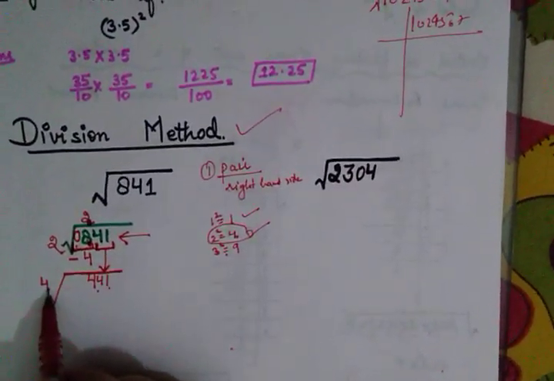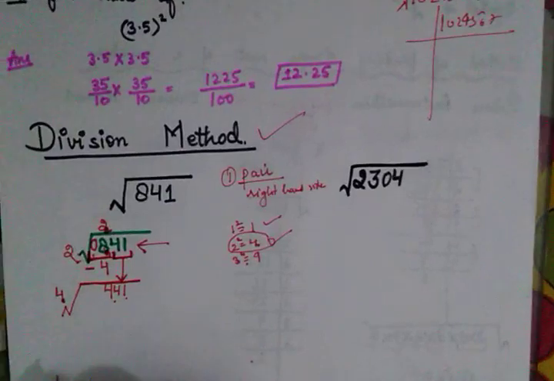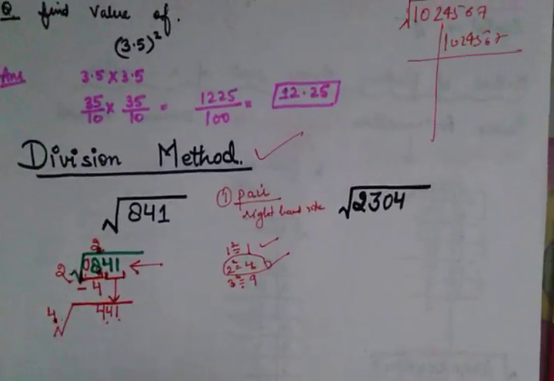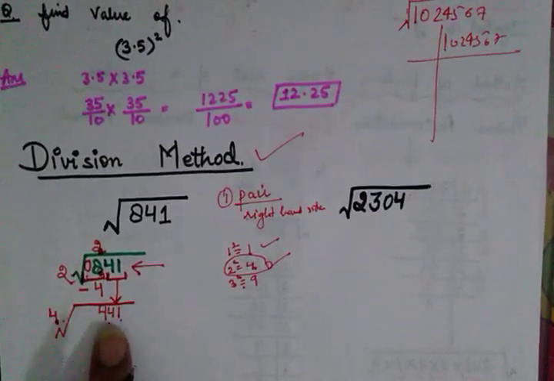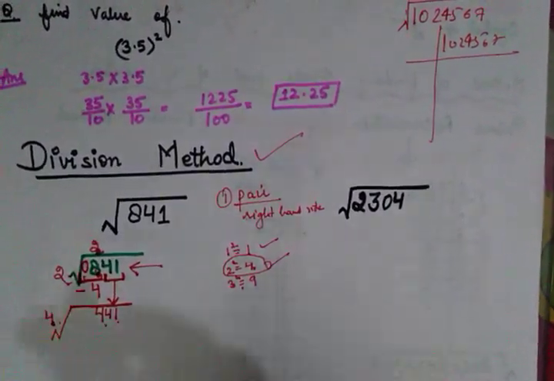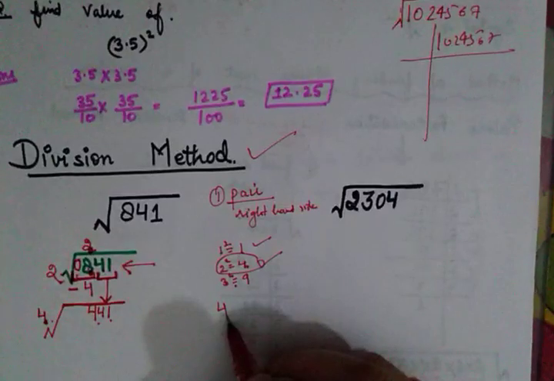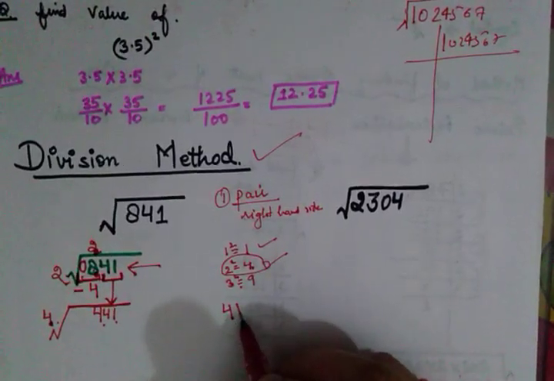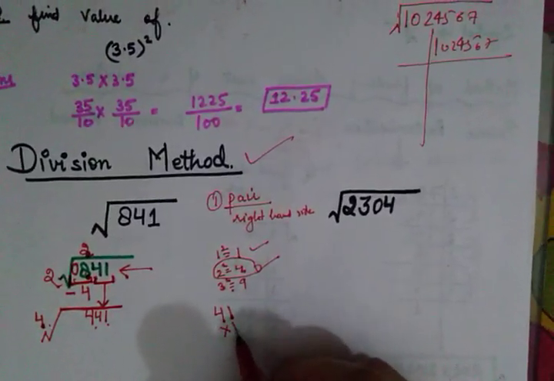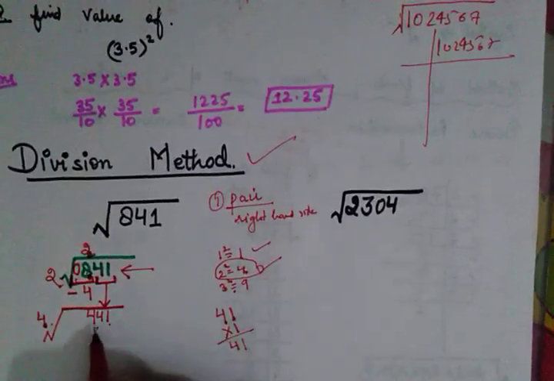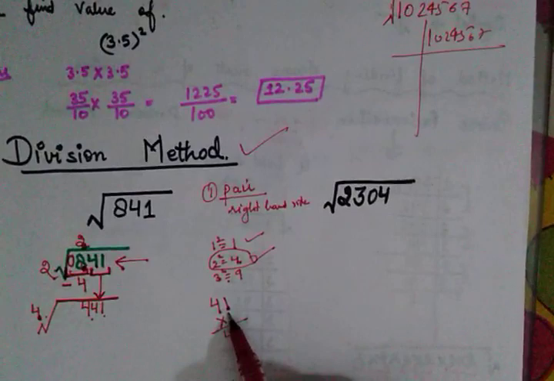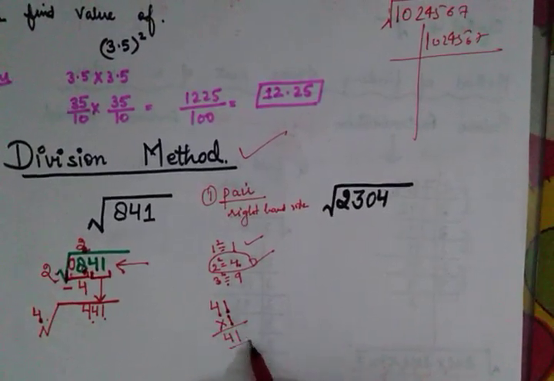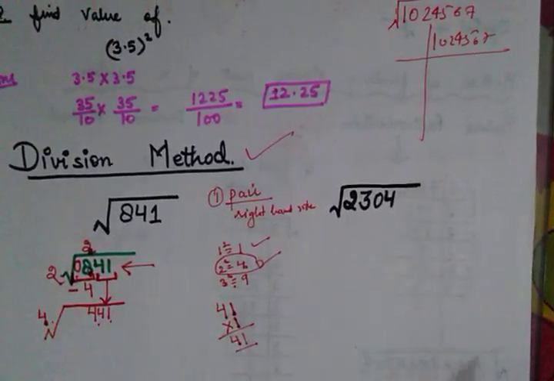4 came here. Now you have to select a number after 4 such that when it is multiplied by itself, it should come nearest to this. What I am saying, listen again. After 4, I have to attach a number such that when it is multiplied by that same number, it should come nearest to this. If I am attaching after 4 only 1, so I have to multiply by 1. 41 into 1, 41, which is very, very shorter than 441.